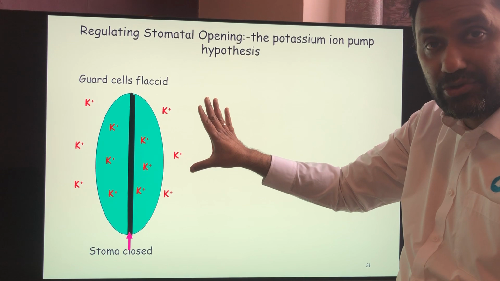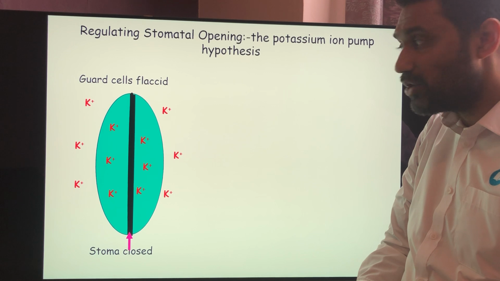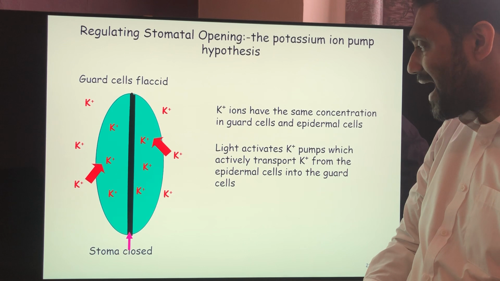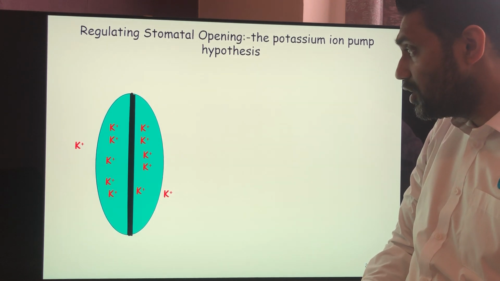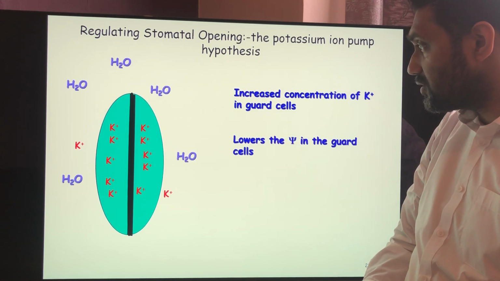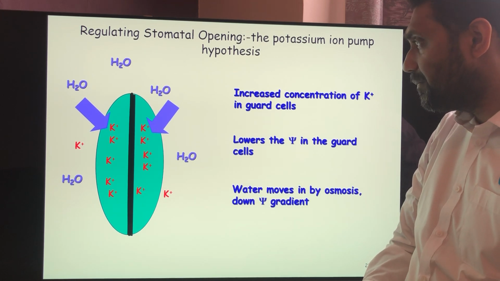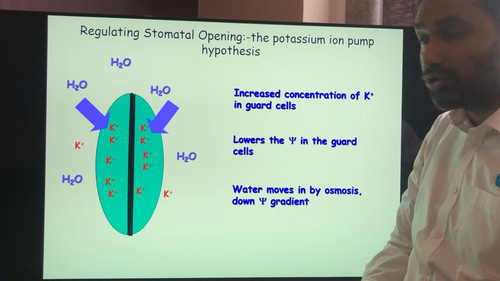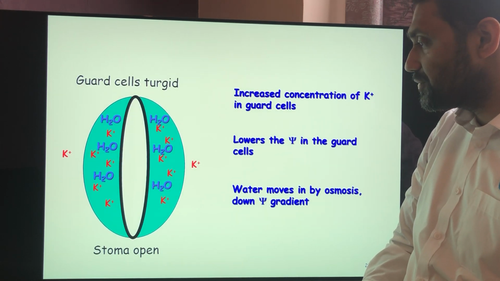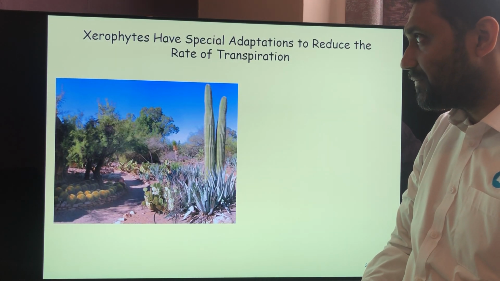Therefore, water from those epidermal cells will move into the guard cells by osmosis, making them more turgid. So potassium ions get actively transported into those guard cells, lowering the water potential. Water will move into those guard cells and they will become turgid because they move down the water potential gradient. Therefore they become turgid and the stoma opens. So water will escape.